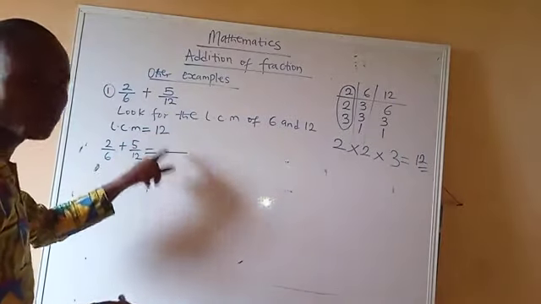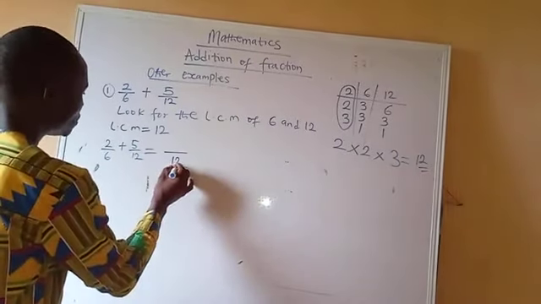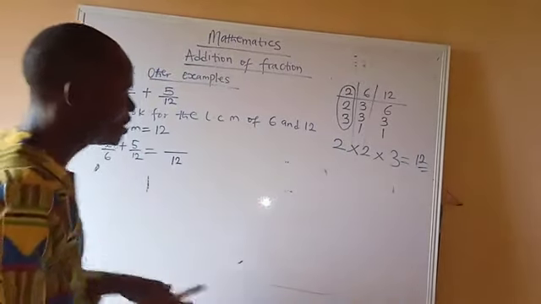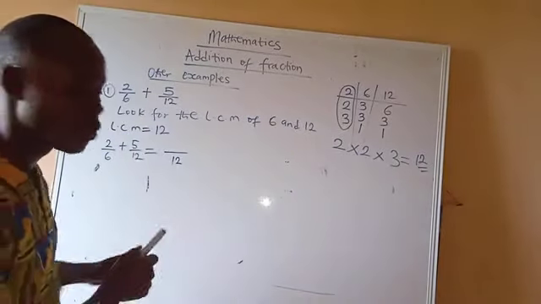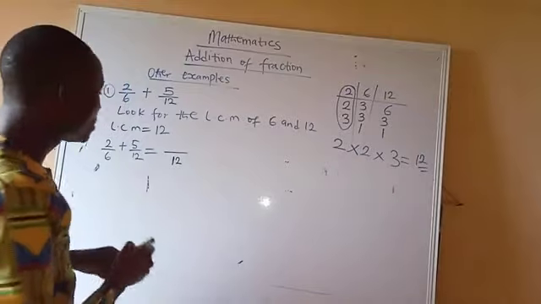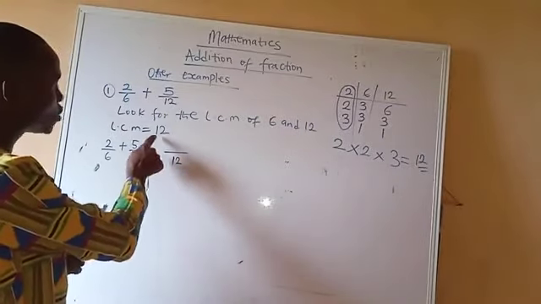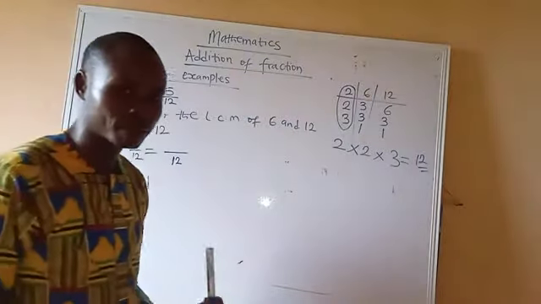Bring your LCM. Put it as your denominator. For instance, if our LCM here is 10, it will come down here to be 10. If your LCM there is 20, you will bring it down here to be 20. This one will be 20. Now, look at what you do. Don't be confused. Please.